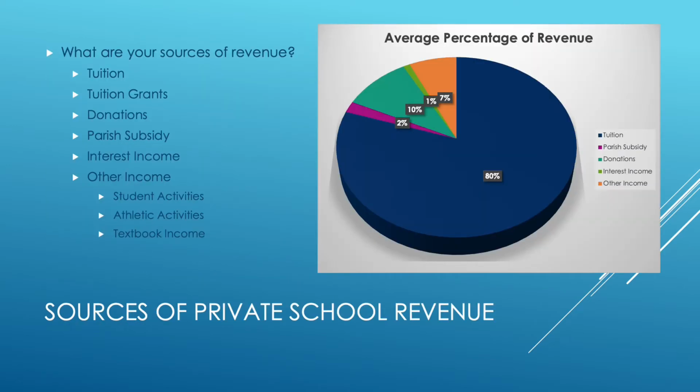Now, the sources for the private schools, as you can see, the majority of income is derived from tuition. Then you have items such as tuition grants, donations, perhaps parish subsidies, interest income, and then there's other income. Things such as student activities, athletic activities, textbook income. Those are the critical things to remember.